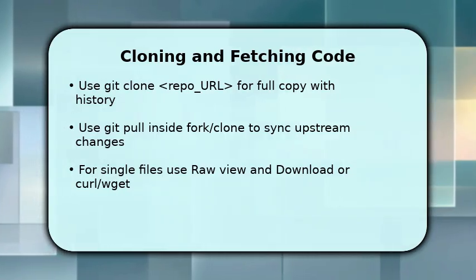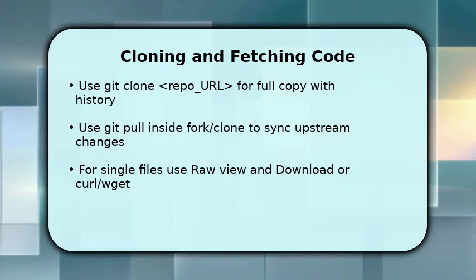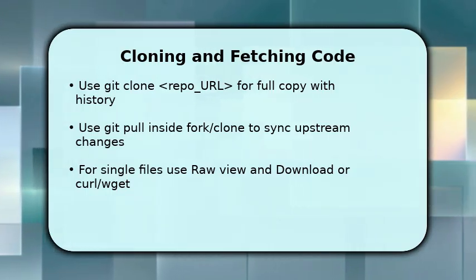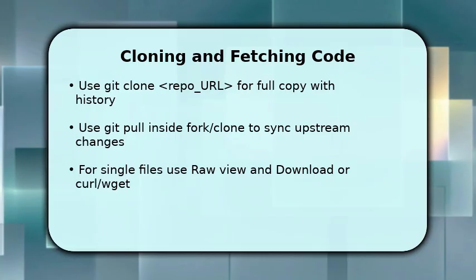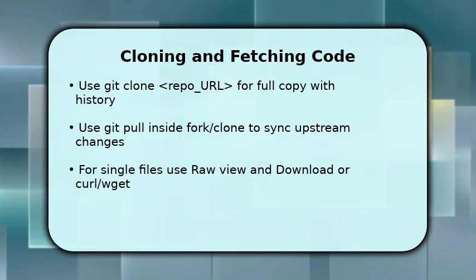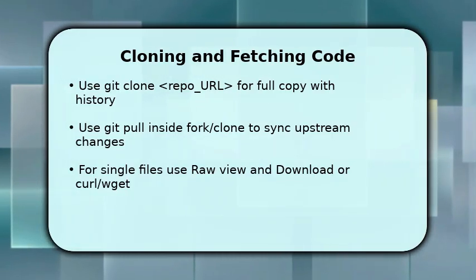For isolated files, open the raw file on GitHub and use save as or curl to download directly. Make sure branch selection is correct. Switch with git checkout to the branch you need before building or running code.